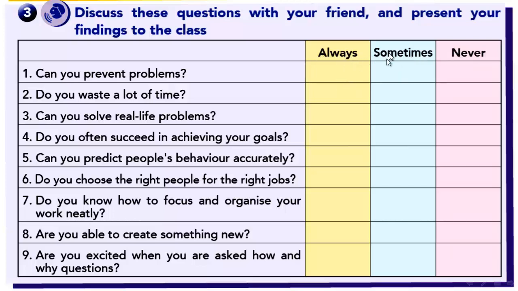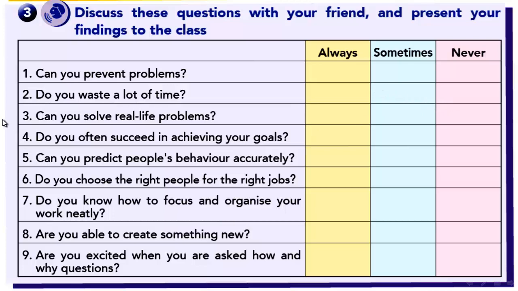So, let's tick here under each one according to each problem. The first one, can you prevent problems? Always, or sometimes, or never. You can tick here, okay, in this box. If you can prevent the problems, you can tick here, always, or sometimes, or never. Number 2, do you waste a lot of time? The same thing, always, or sometimes, or never.